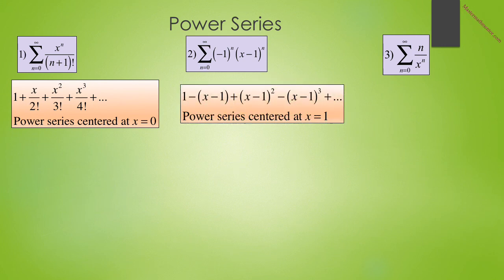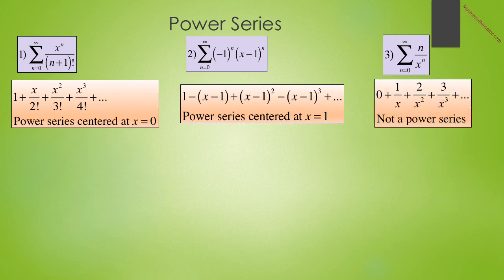Number 2 reads summation n equals 0 to infinity of negative 1 to the n times the quantity x minus 1 to the n. Expanded, this is 1 minus quantity x minus 1 plus quantity x minus 1 squared minus quantity x minus 1 cubed plus ... This is a power series in that there's a constant and an x minus 1 to the first power, an x minus 1 to the second power, etc. This is a power series that will be centered at x equals 1.